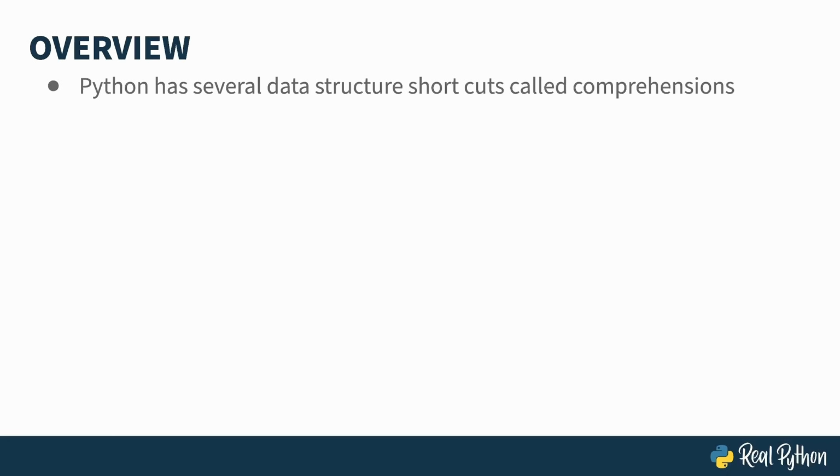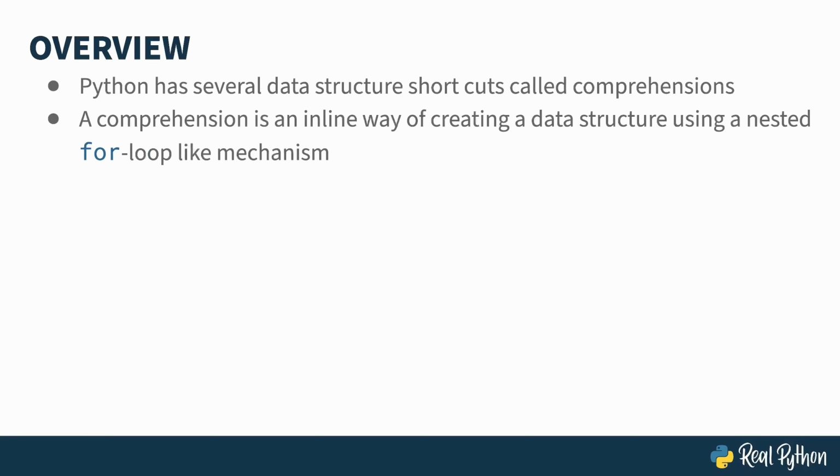Python has a whole bunch of syntactic sugar that makes your code easier to read and write, but could be written using equivalent longer forms. One of these kinds of shortcuts is comprehensions. A comprehension is an inline way of creating a data structure using a nested for loop-like mechanism. This course is about comprehensions for generating dictionaries.